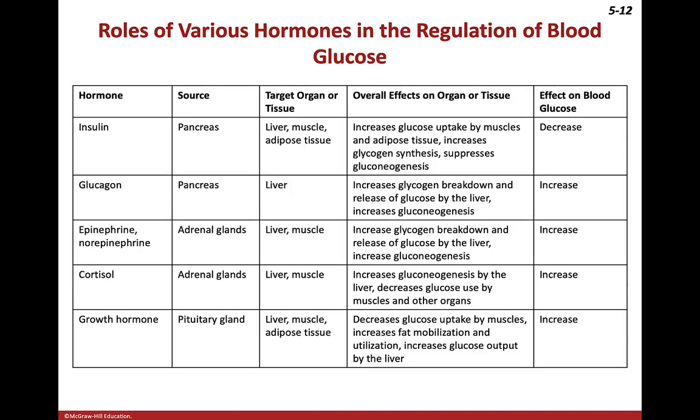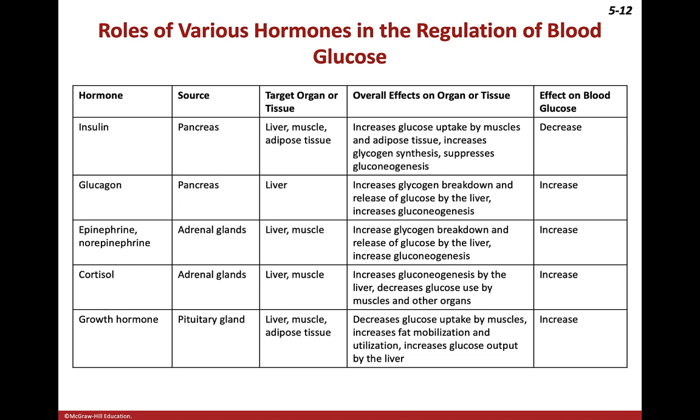Now here we're looking at the overall impact that other hormones have in the regulation of blood glucose. I'm not going to spend a lot of time here looking at insulin and glucagon because I think they're fairly straightforward. So let's look at epinephrine and norepinephrine. These are primarily associated with the fight or flight response. So the target is going to be liver and muscle. And what's happening here, epinephrine, norepinephrine, think about fight or flight.